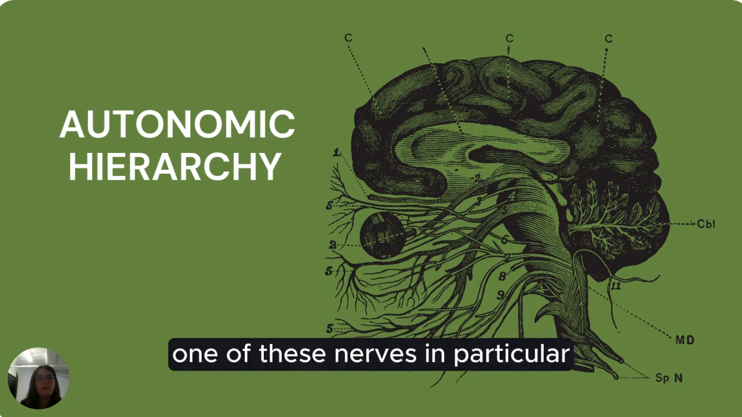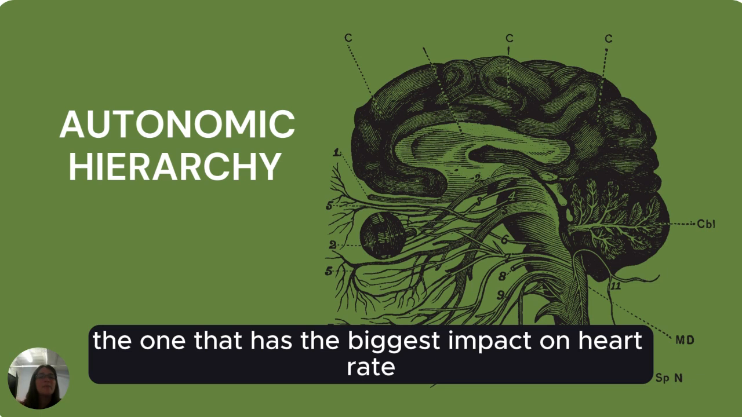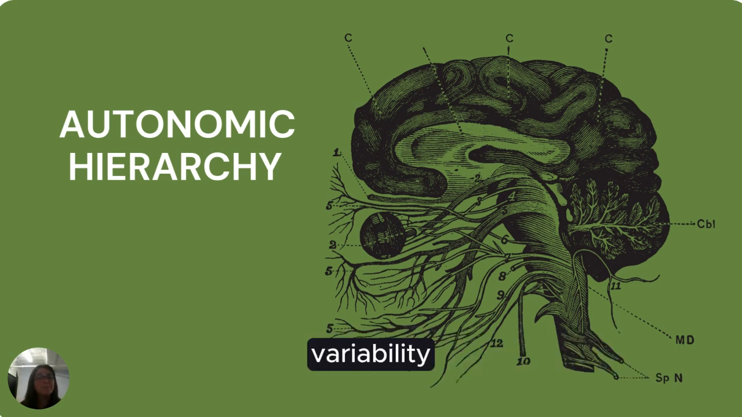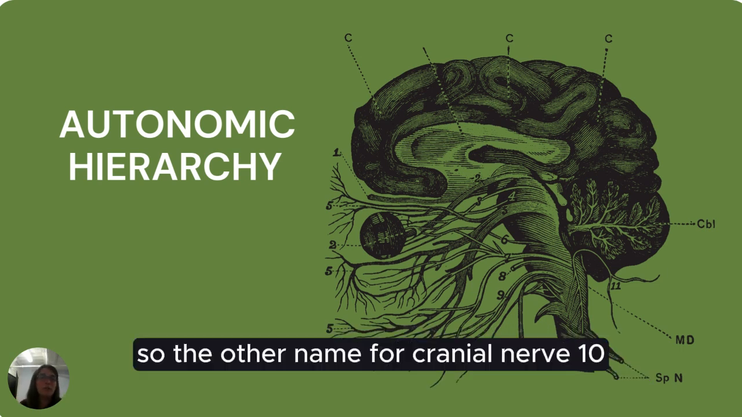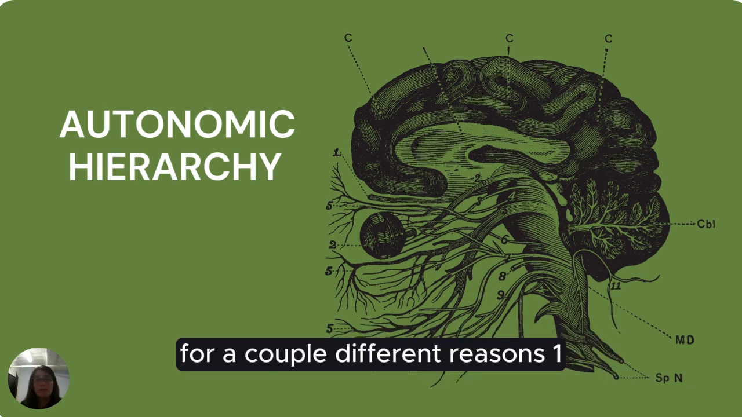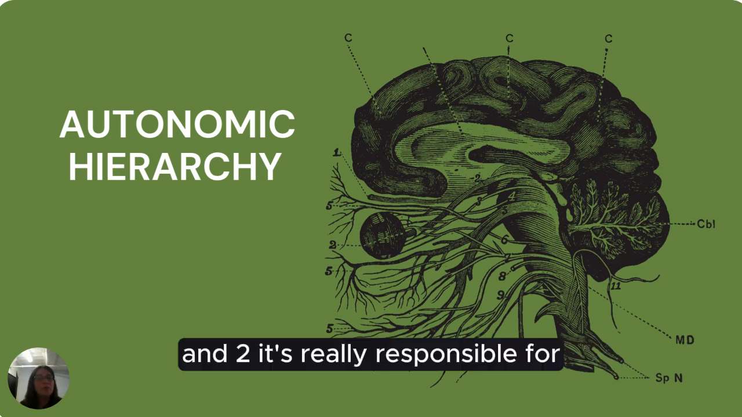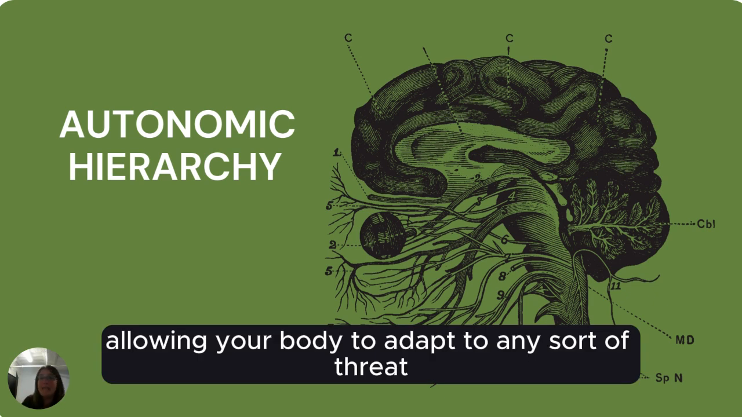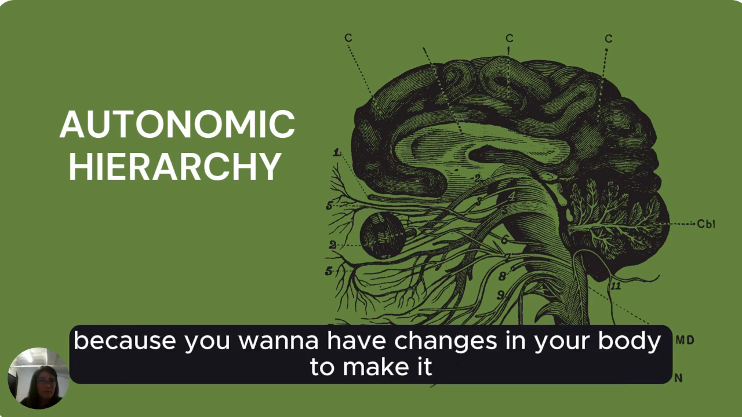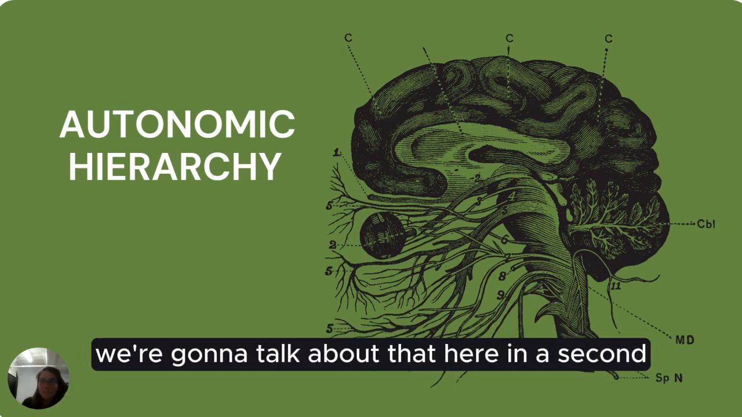One of these nerves in particular, cranial nerve 10, is the one that we're going to be focusing on. And this is the one that has the biggest impact on heart rate variability. So the other name for cranial nerve 10 is your vagus nerve. And vagus nerve is important for a couple different reasons. One, it's the longest cranial nerve that you have in your body. And two, it's really responsible for allowing your body to adapt to any sort of threat because you want to have changes in your body to make it where you can defend yourself against this threat. And we're going to talk about that here in a second.